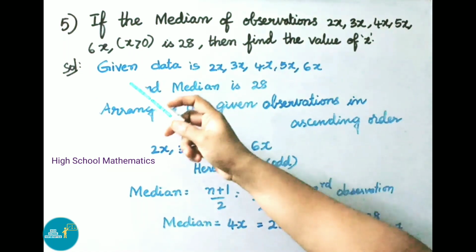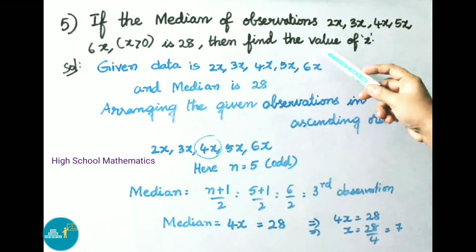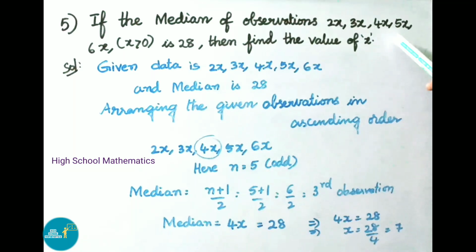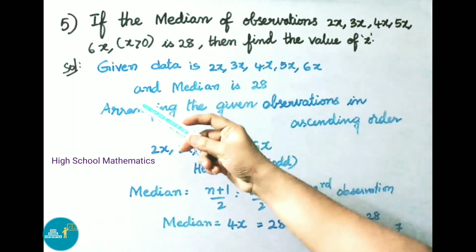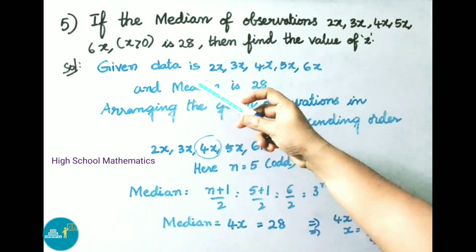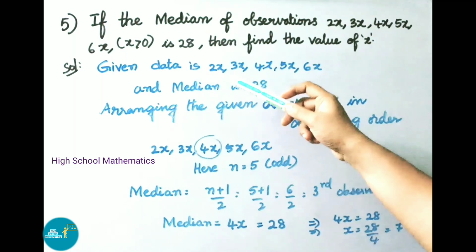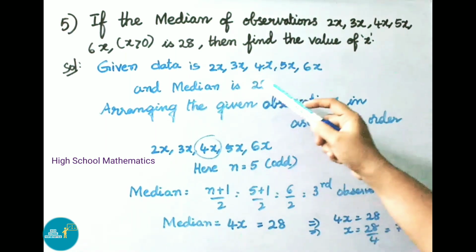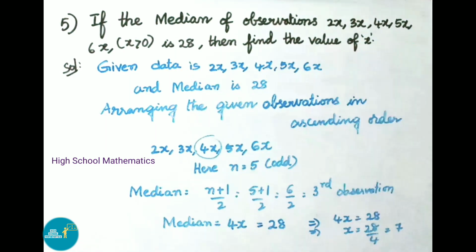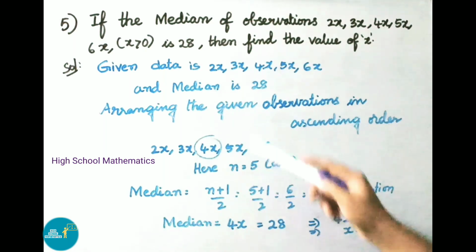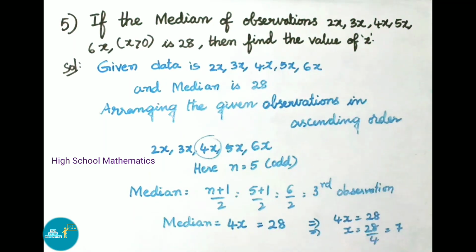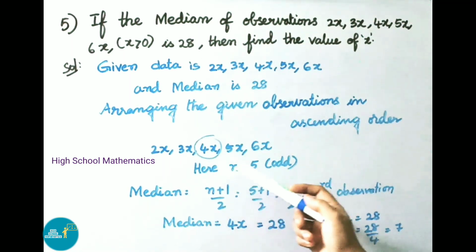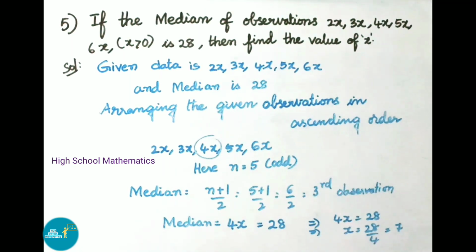See now question number 5. If the median of observations 2x, 3x, 4x, 5x, 6x, where x is greater than 0 is 28, then find the value of x. Let us see the solution. Given data is 2x, 3x, 4x, 5x and 6x. And they have given median as 28. Arranging the given observations in ascending order, that is 2x, 3x, 4x, 5x and 6x.